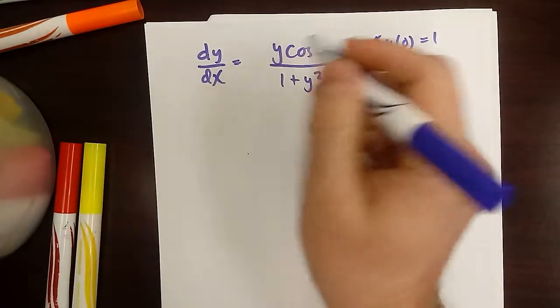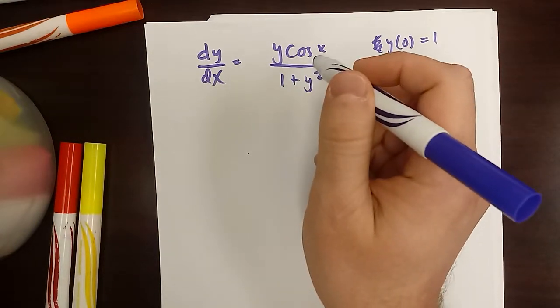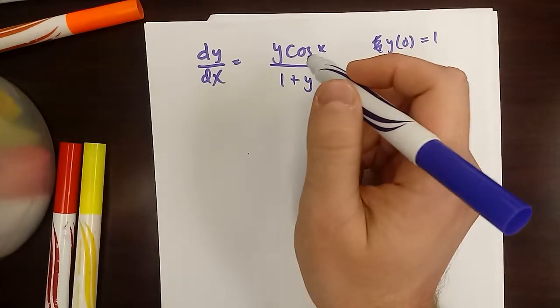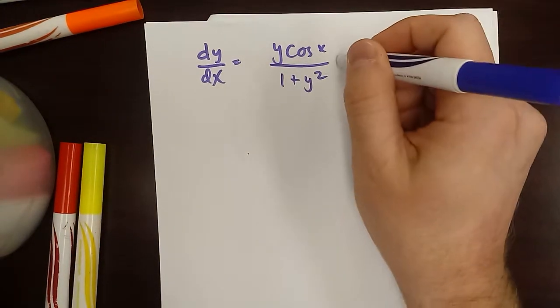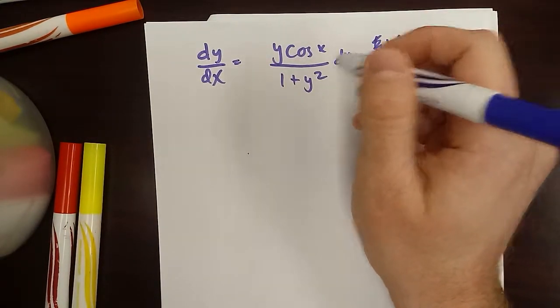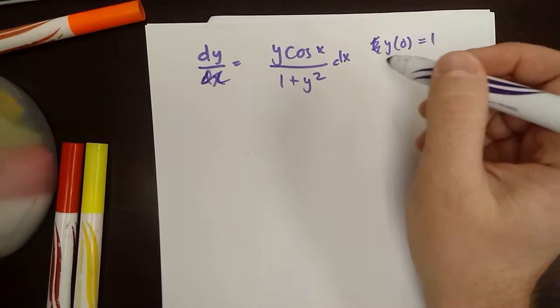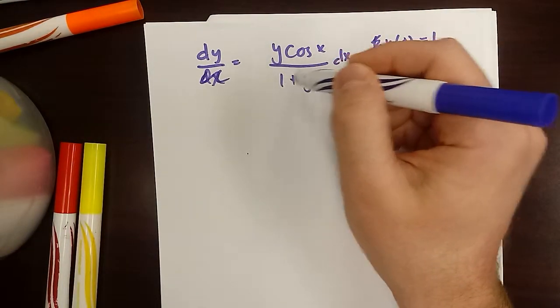So first thing I'll do is try to get the variables separated. So I'll multiply both sides by dx. So that'll give me a dx over here. But I've got the y and the 1 plus y squared.